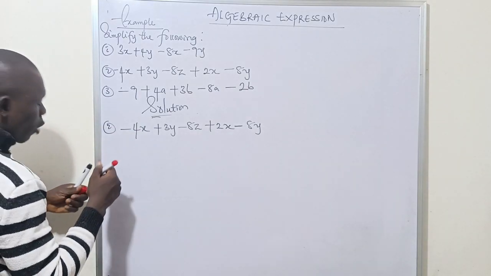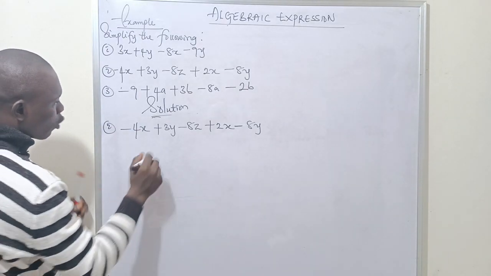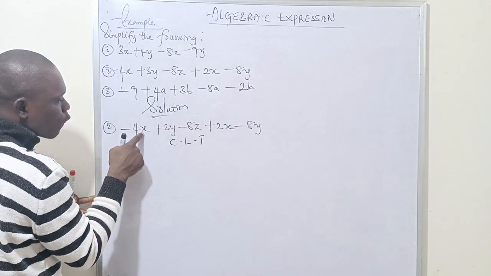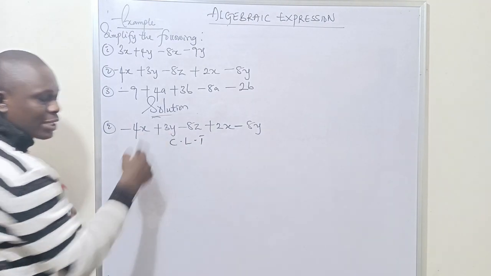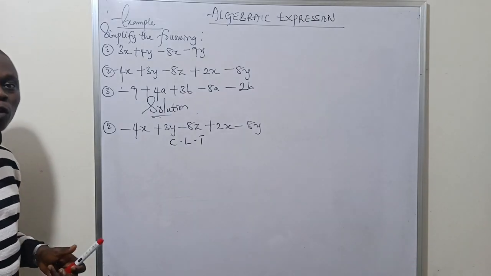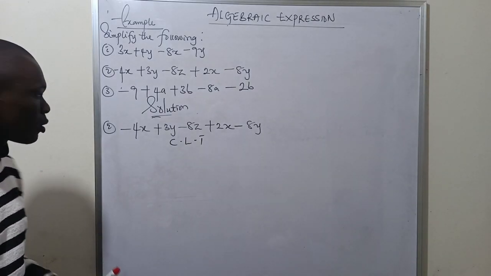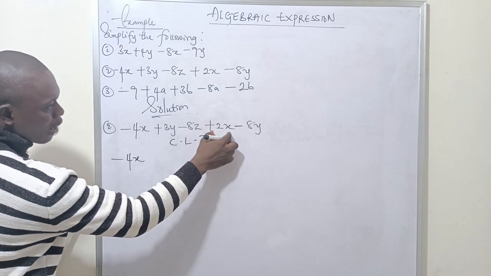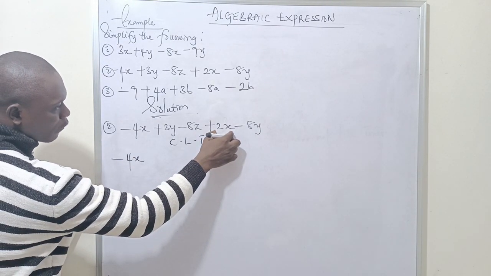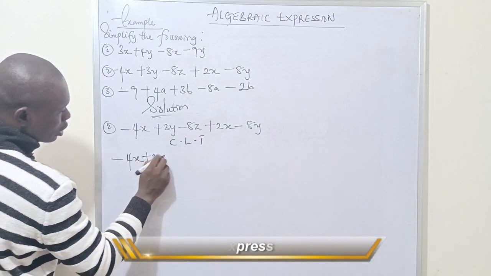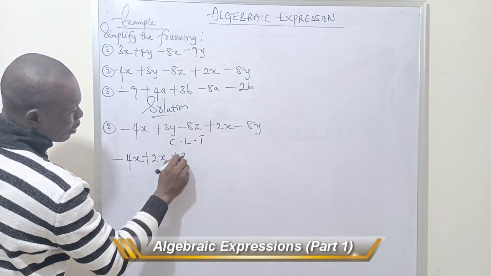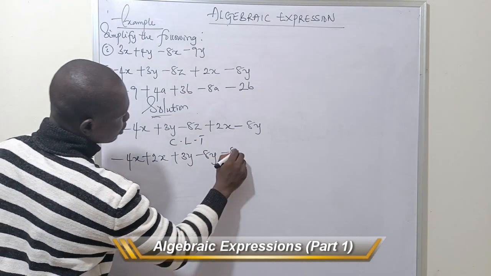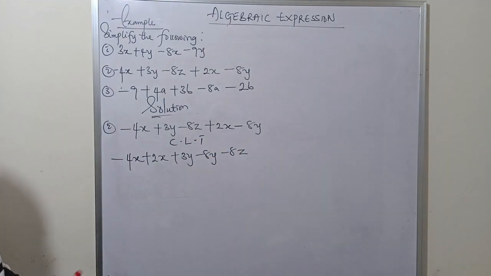Now from this, I'm going to be collecting the like terms. I need to collect the like terms because your 4 minus 4x cannot add up with 3y, because they are not the same terms. So I can then have my minus 4x here plus 2x. I'm having plus 3y here minus 8y. Then we have our minus 8z. And this is what I've just done.